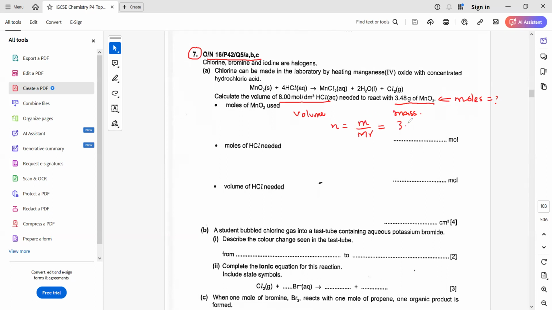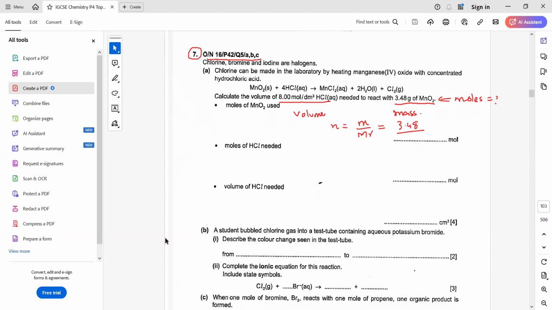So mass is 3.48 grams. Then we have to figure out the Mr of MnO2. See, in this question, back in pre-COVID days, they didn't used to give us molecular masses in the question. We have to go through the periodic table stuff.